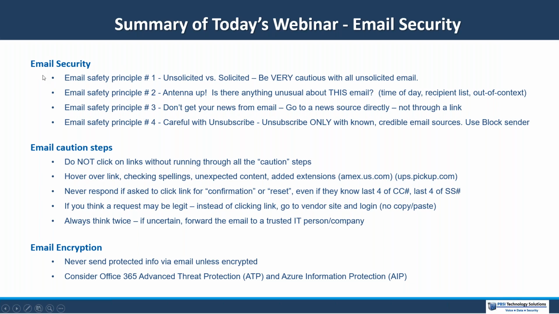Okay, so summary. Email safety principles. Solicited versus unsolicited. Antenna up all the time. Don't get news from email. And avoid unsubscribe unless you're certain. Caution steps. Don't click on links without running through the caution steps. Hovering over links and not responding to requests for confirmation or reset. If you think a request is legitimate, go to the site directly, and always think twice. For email encryption, don't send protected information by email unless you have an encryption option.